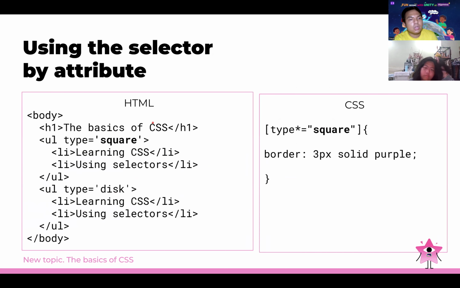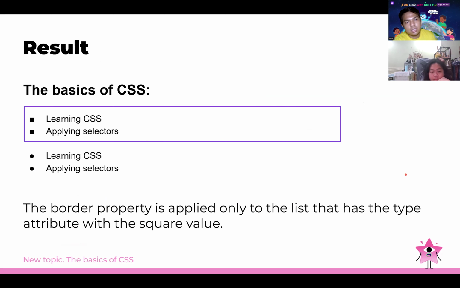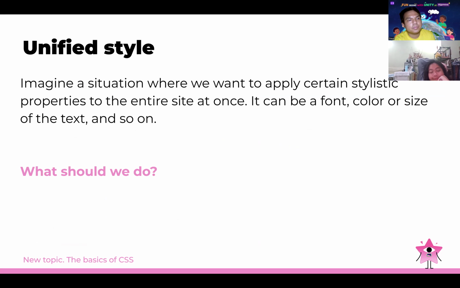Now, you can also use the selector by attribute. So if you want to create the type, which is the square, then anytime you call the type of the square, it will design the HTML content.